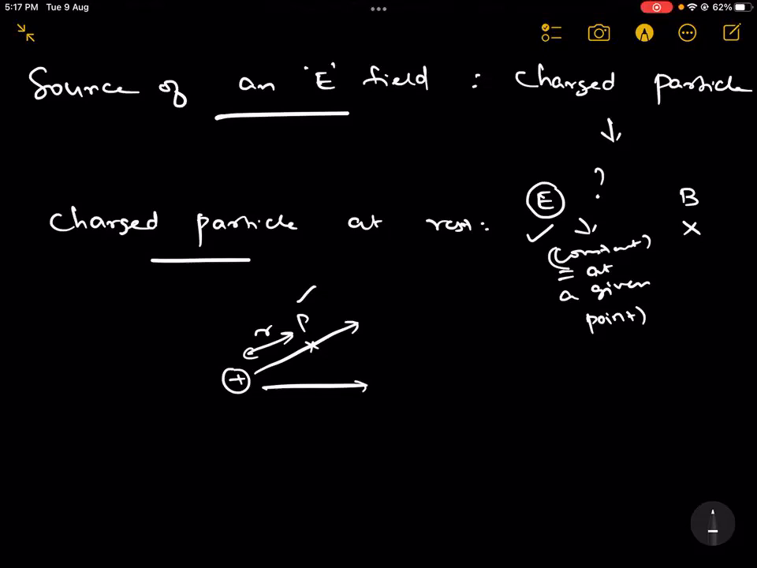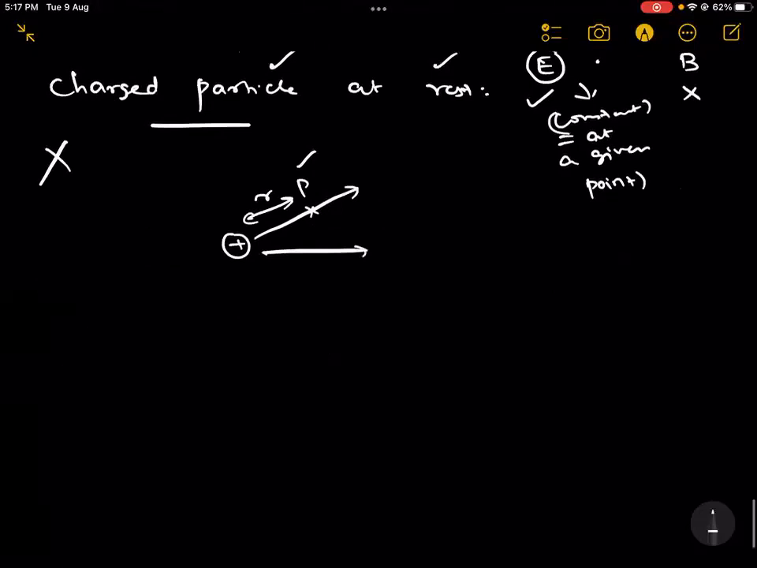So can a charged particle at rest generate an electromagnetic wave? Definitely not. Why? Because an electromagnetic wave is a time-varying signal. But how can you generate a constant signal? So obviously not possible. Is it clear?